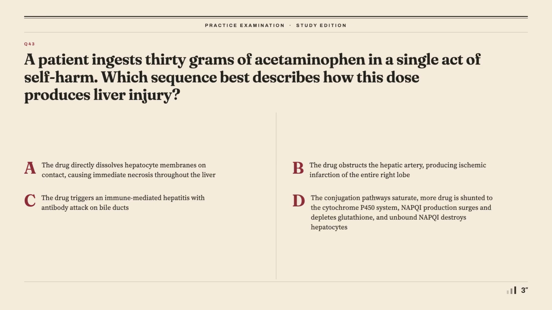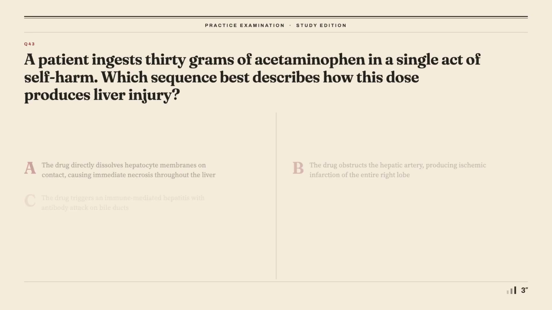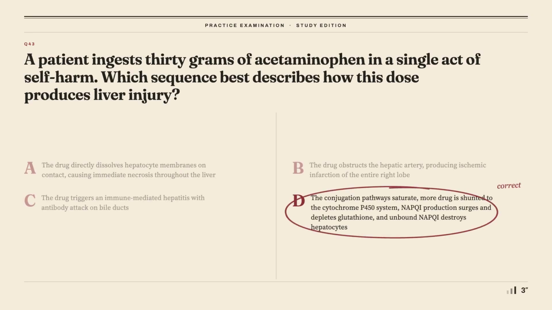D. The conjugation pathways saturate. More drug is shunted to the cytochrome P450 system. Now NAPQI production surges and depletes glutathione, and unbound NAPQI destroys hepatocytes. Before I reveal it, which one do you think is right? The correct answer is D. The conjugation pathways saturate. More drug is shunted to the cytochrome P450 system. NAPQI production surges and depletes glutathione, and unbound NAPQI destroys hepatocytes.